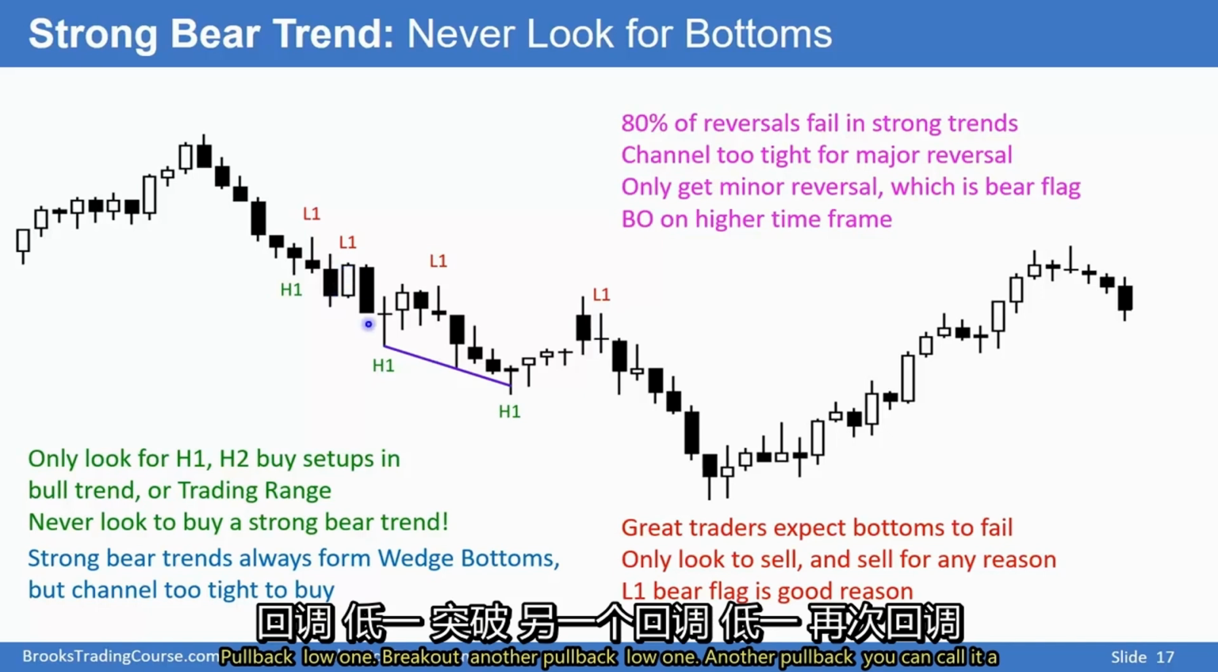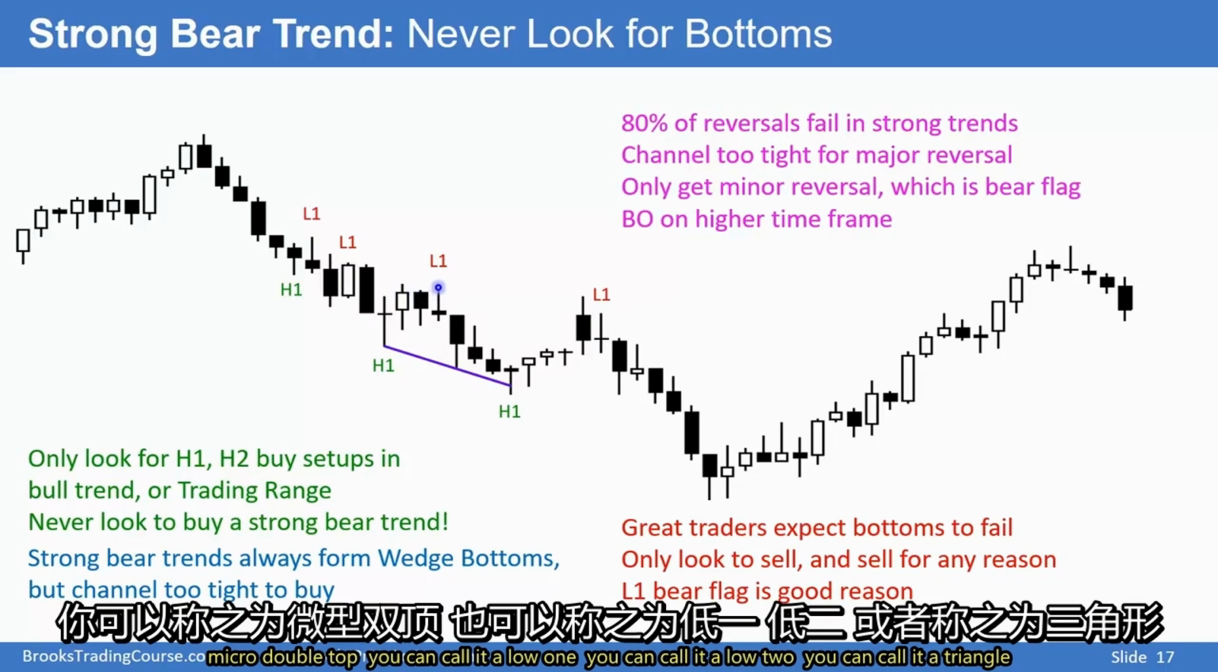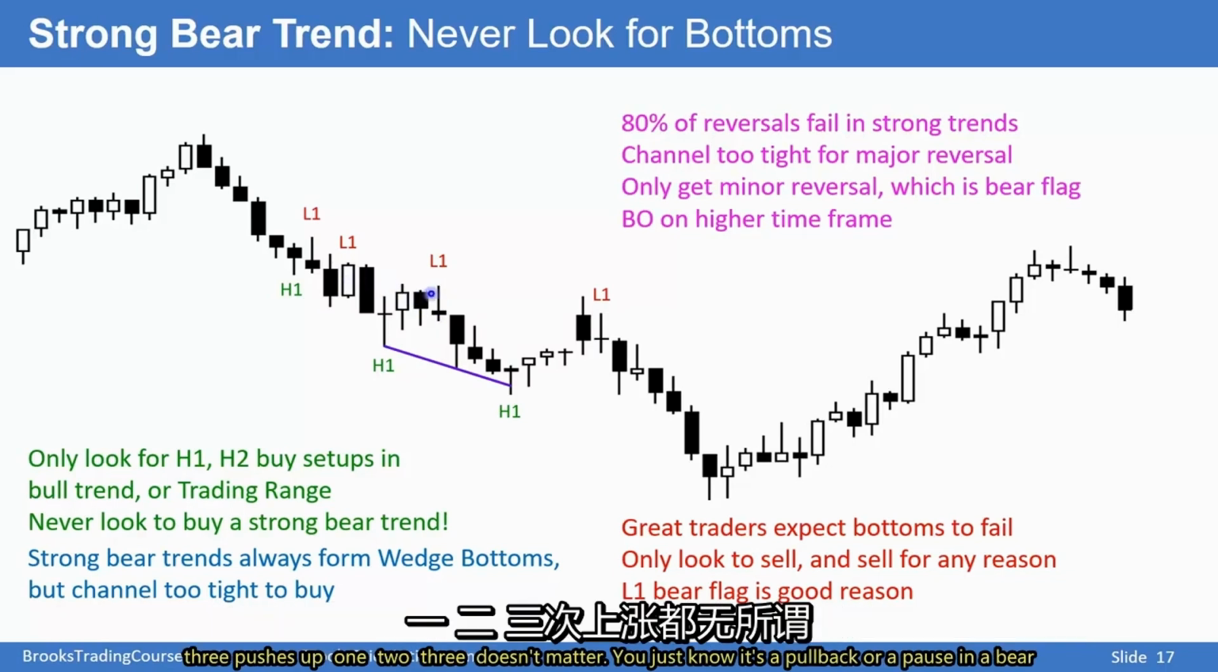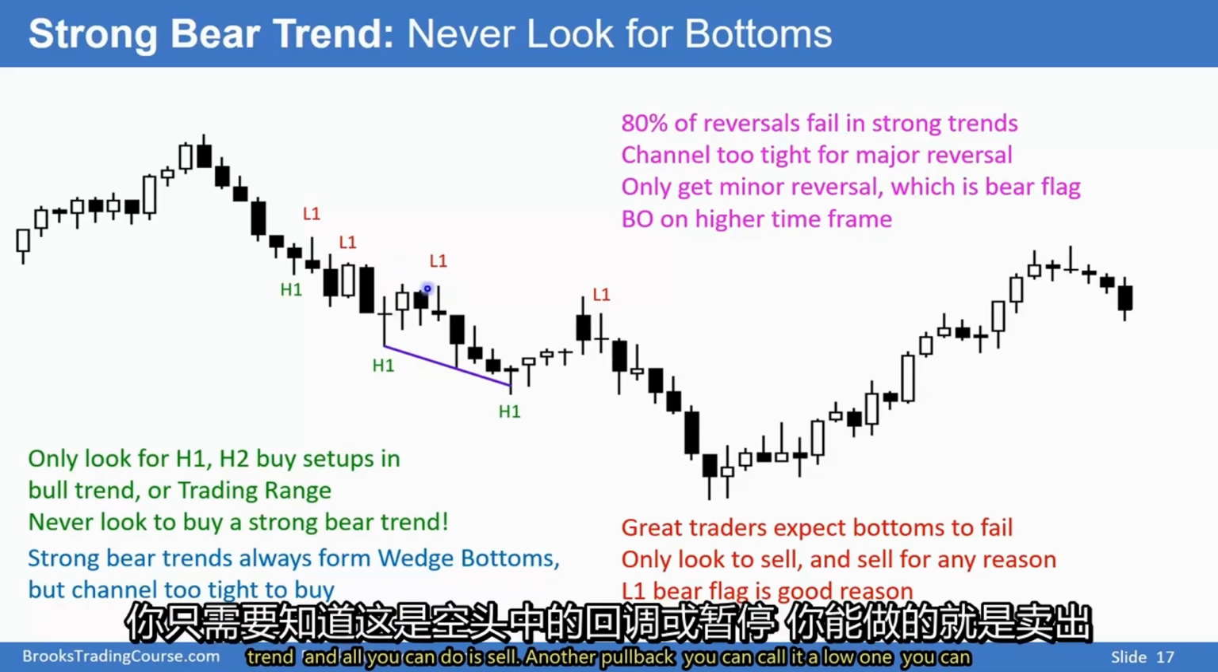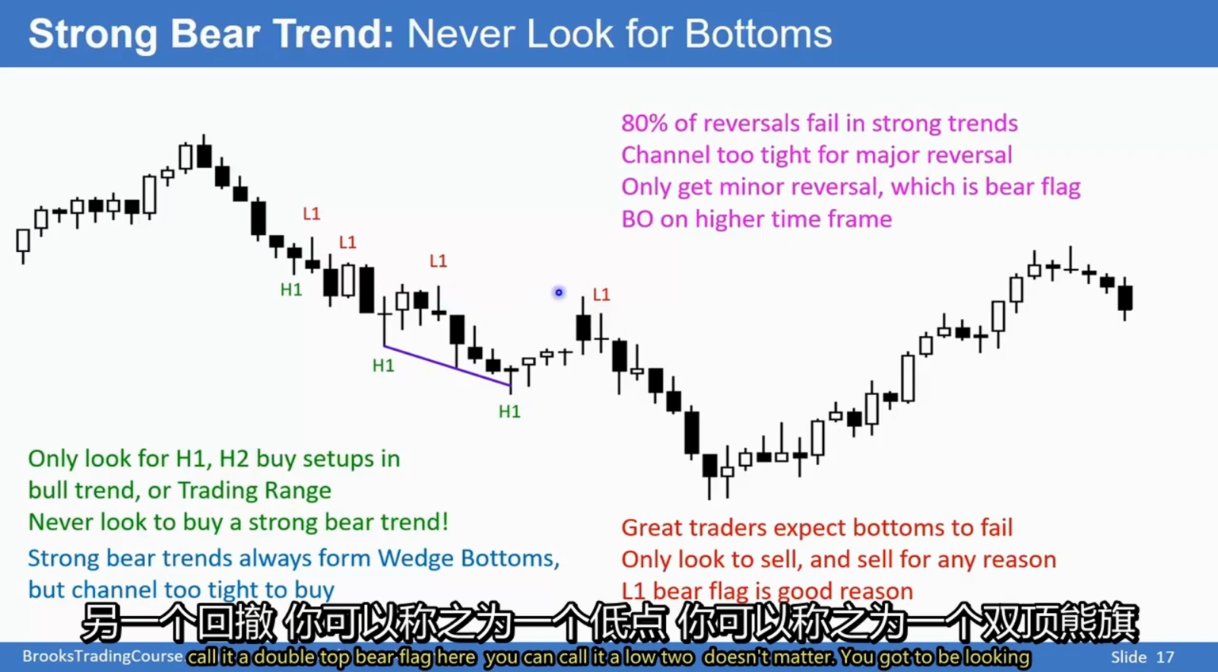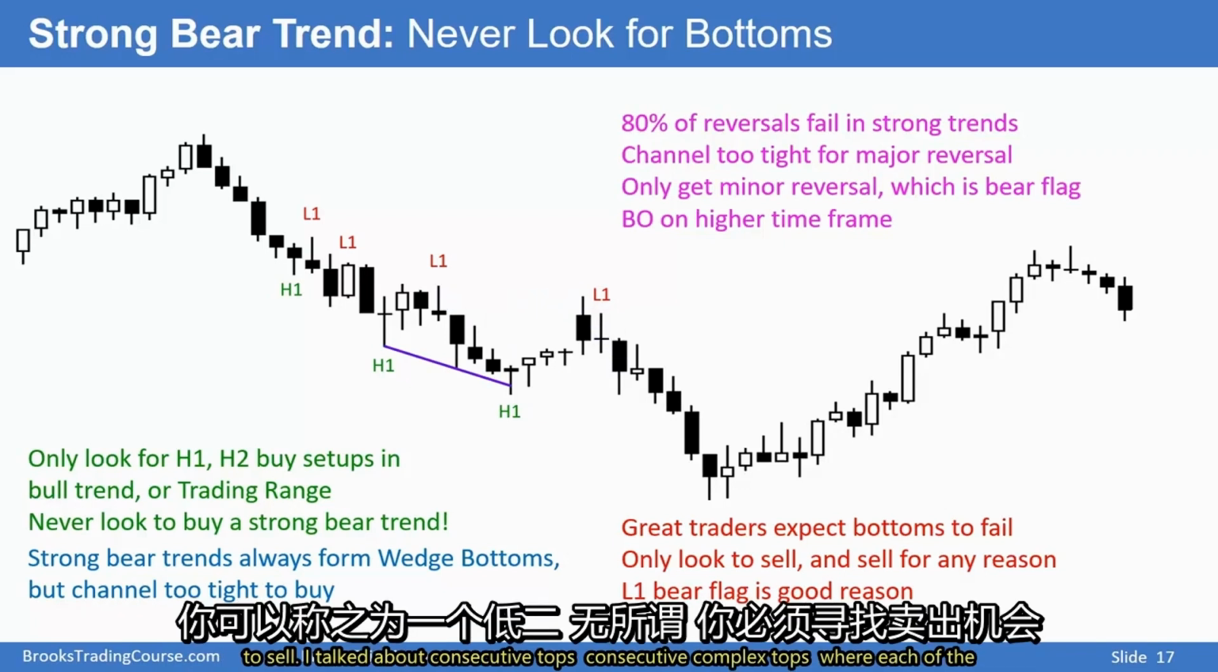Pullback, low 1. Breakout, another pullback, low 1. Another pullback, you can call it a micro double top, you can call it a low 1, you can call it a low 2, you can call it a triangle, 3 pushes up, 1, 2, 3, doesn't matter. You just know it's a pullback or a pause in a bear trend, and all you can do is sell. Another pullback, you can call it a low 1, you can call it a double top bear flag here, you can call it a low 2, doesn't matter. You got to be looking to sell.